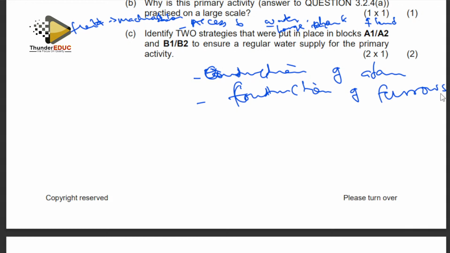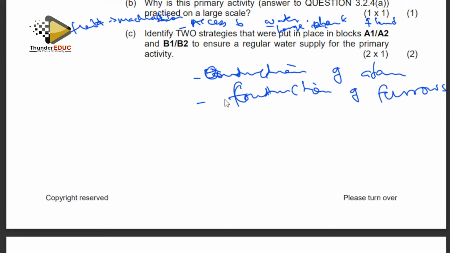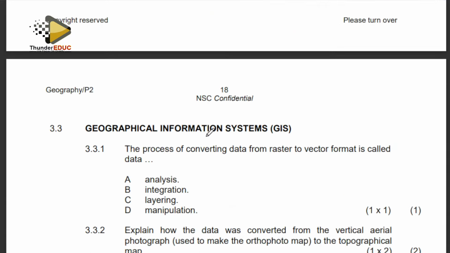So the furrows take water. I don't know if there is any other evidence you can see, but I'm seeing the furrows, and I'm also seeing a reservoir here. So that means there is also the existence of a reservoir. These are all related to water supply for agricultural products.